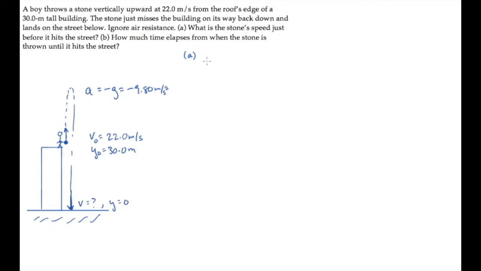Part A asks us for the stone's speed just before it hits the street. We can find this using one of the kinematic equations because acceleration in the vertical direction is constant. The easiest one is the time-independent equation shown here. The square of the final velocity equals the square of the initial plus twice the acceleration times the displacement in y.